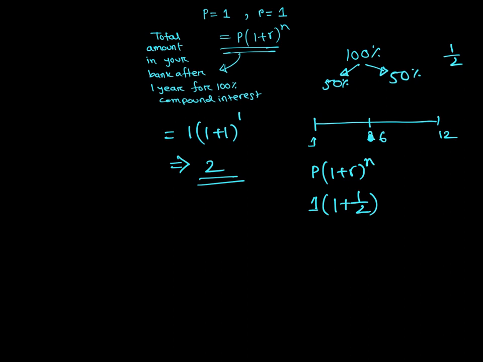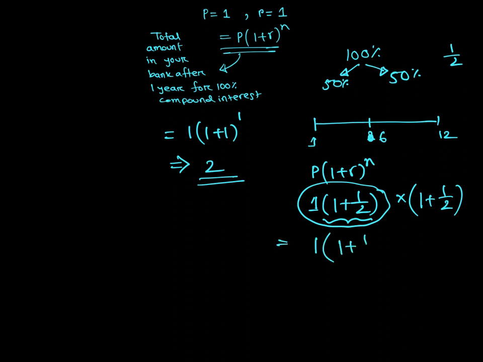But the thing is that we are going to be calculating this interest on $1 after 6 months, but after the next 6 months, on this whole amount we would be calculating another 50%. So it would be again 1 plus half. So this would be simplified to 1 into (1 + half) to the power 2, right? So you can say that I'm calculating the same 100% interest, but I have divided the interval into two parts.